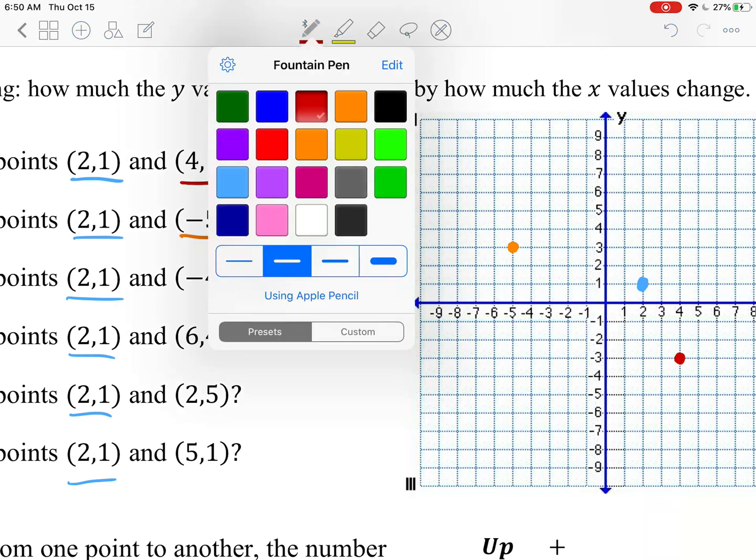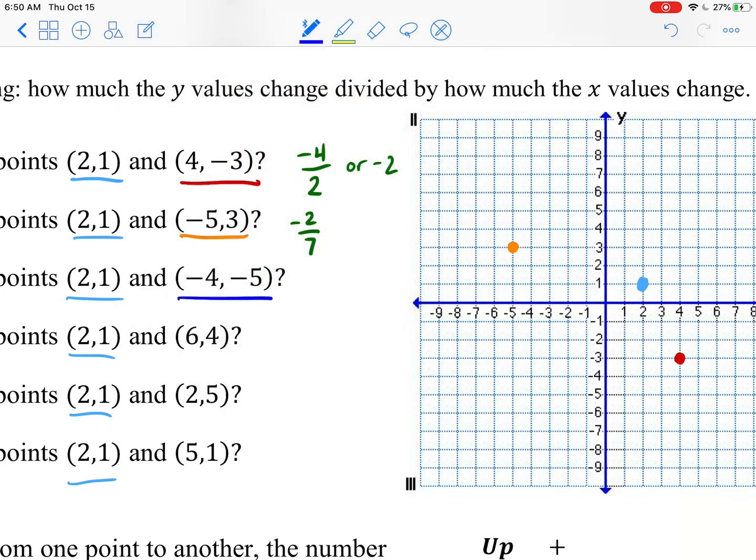All right. Next, I'm going to do dark blue here. -4, -5 is going to be over here. And the question is, what's the slope between these 2 points? So I'm going to start at the dark blue point. We're going to go up 1, 2, 3, 4, 5, 6 and over 1, 2, 3, 4, 5, 6. So up 6, right 6. So 6/6. You could also just call that 1, right? 6/6 is 1.